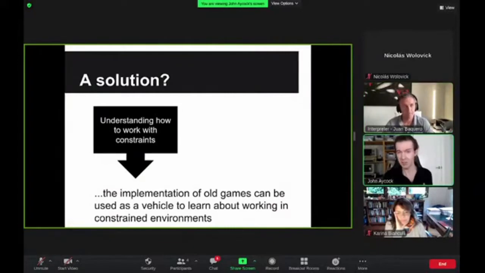Which brings us to the same place I was, except now we can see that you can arrive at this idea of using old games using two paths.